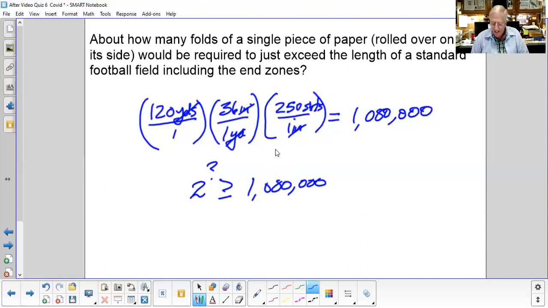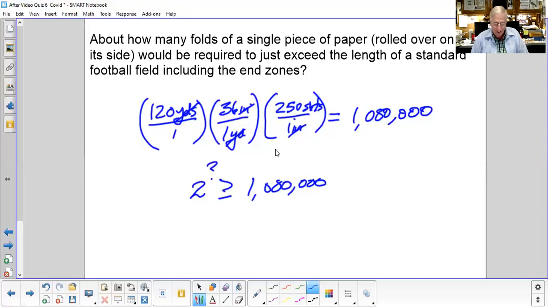I have tried 18 first, and 18 gave me 262,144. I'm a little short, right? So that's not going to work. So I'm going to try maybe 2 to the 20. If I do 2 to the 20th power, I get 1,048,576. So that's almost enough sheets to make the football field, right?